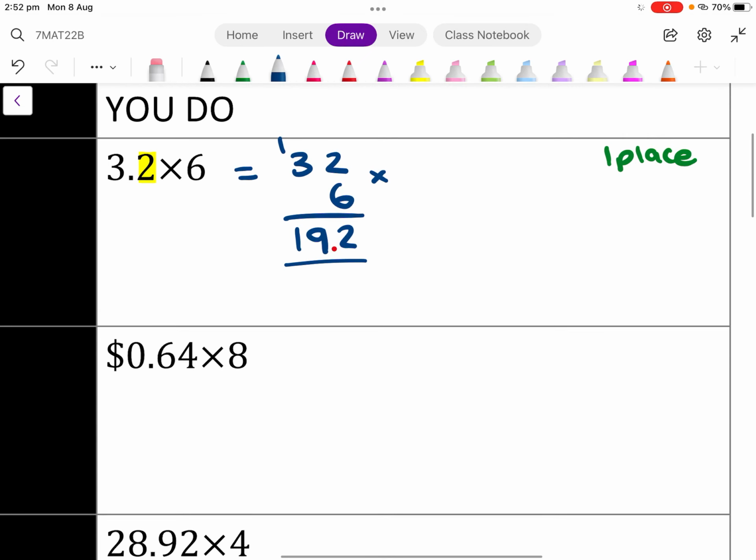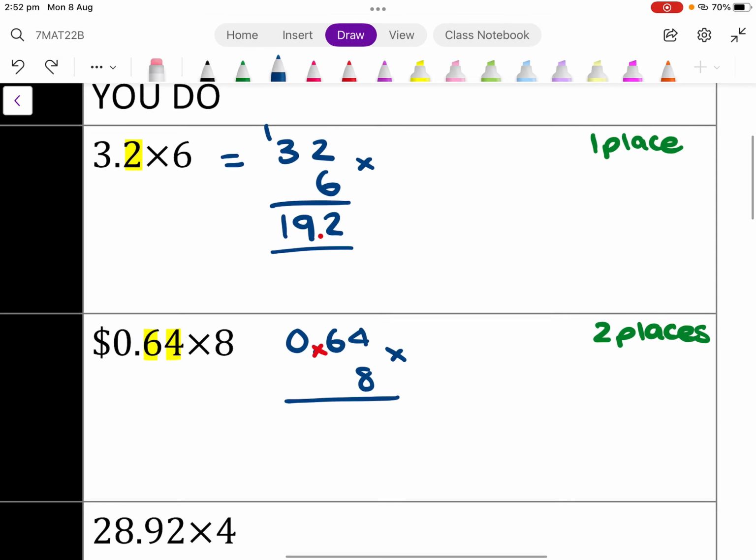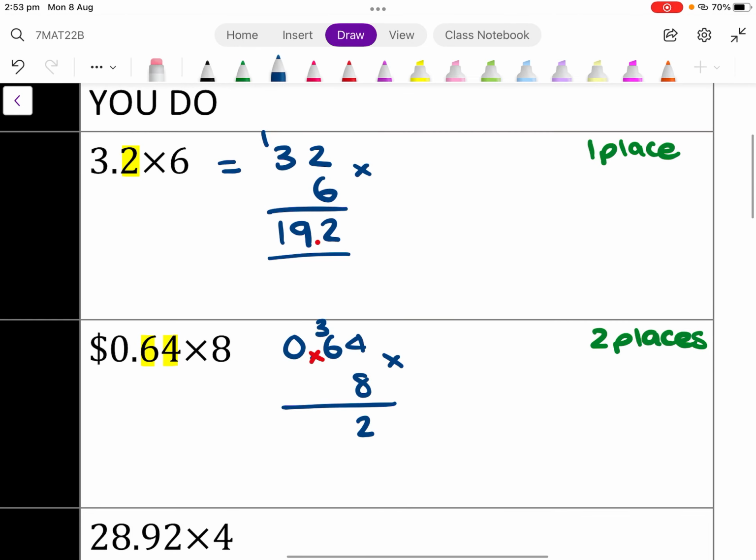Our next one, you should have seen that there are two numbers after our decimal point. So there are two places after our decimal point in our question, so two places in our answer. So we should have 0.64 times 8. Again, we don't need to worry about that decimal point. In that first You-Do question, I didn't even write it. It would go there. What we then want to do is go 8 times 4, which is 32. 8 times 6 is 48 plus 3 is 51, and then 8 times 0 is 0 plus 5 is 5.